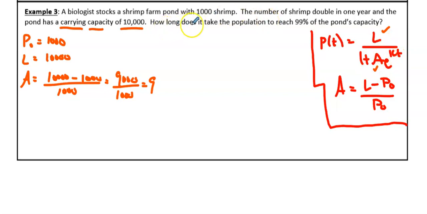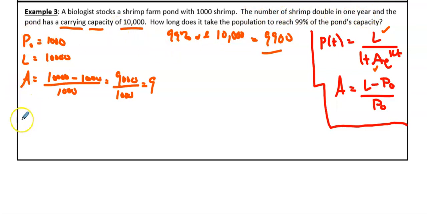But the other thing is, it says how long does it take for the population to reach 99% of the pond's capacity? Well, we want 99% of 10,000. We would just multiply 10,000 by 0.99, and you probably don't even need your calculator for this. We're trying to figure out this right here. And we also need to realize that the number of shrimp doubles in 1 year. That's another thing that we haven't used yet.